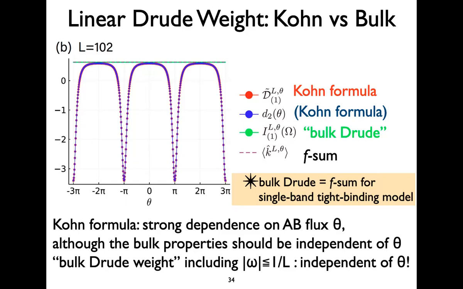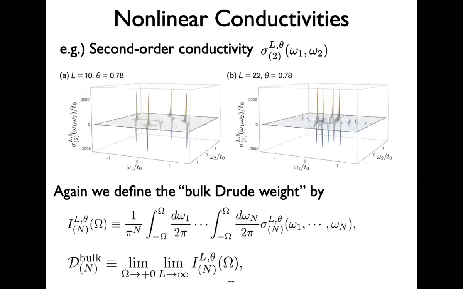So in some sense, this Kohn formula shows some pathological properties, which are not really related to the bulk property. But concerning this bulk Drude weight limit, we can recover the expected simple bulk physics. That is for the linear Drude weight, but we can play the same game for nonlinear conductivities, which are functions of two frequencies. For example, the second-order conductivity is a function of two frequencies, and in frequency space there are a lot of structures. Again, you can try to include low-frequency contributions.